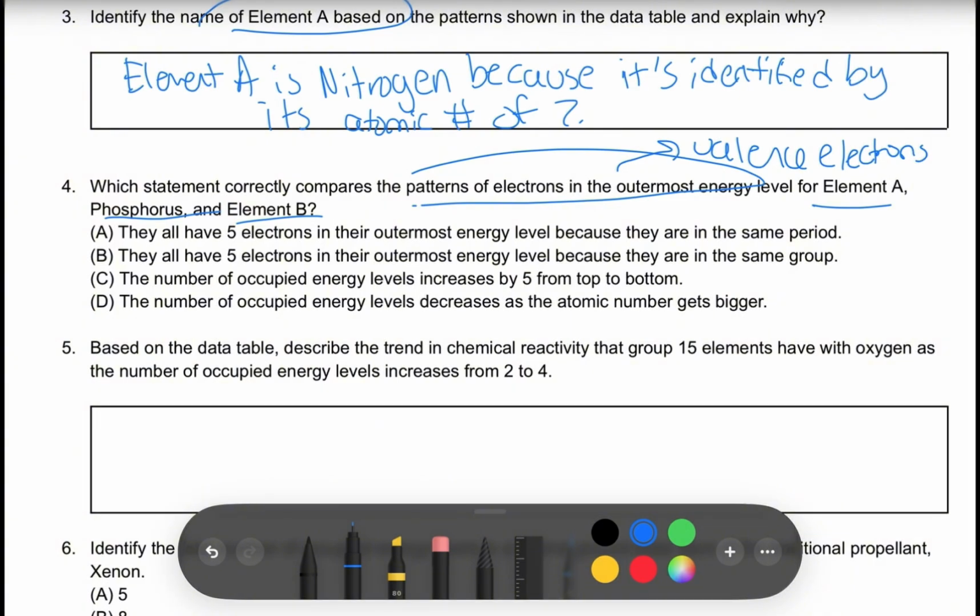So let's read A. They all have 5 electrons in their outermost energy level because they are on the same period. That is not true because the period corresponds with the number of shells, not their valence electrons. B says they all have 5 electrons in their outermost energy level because they are in the same group. This is true. So the answer is B.